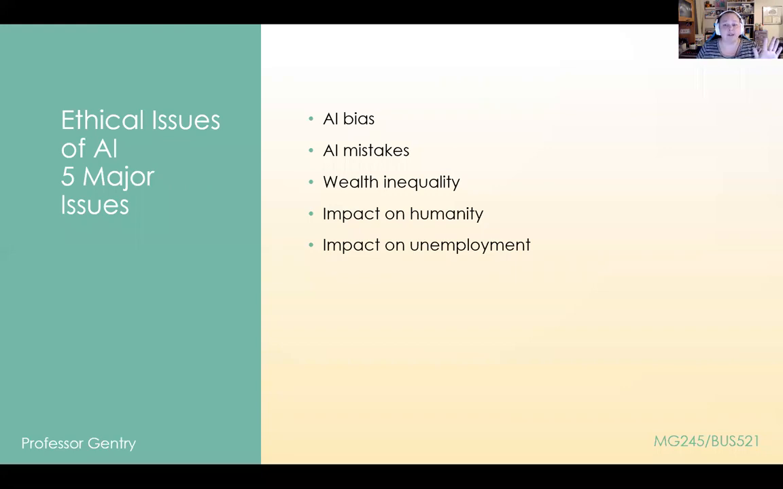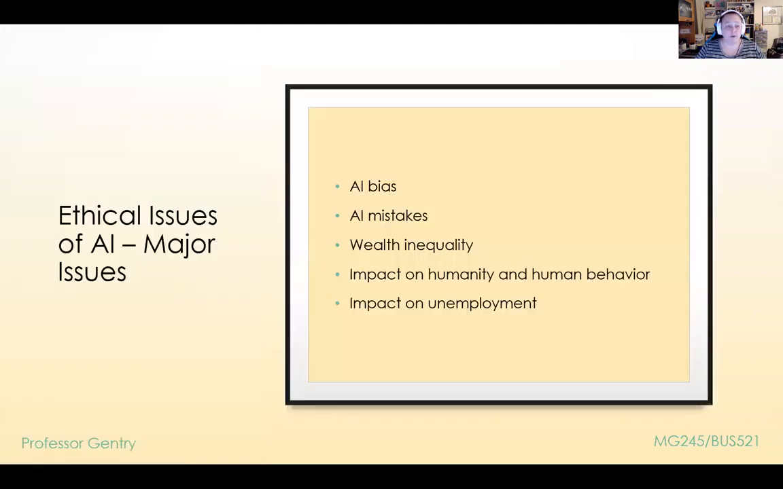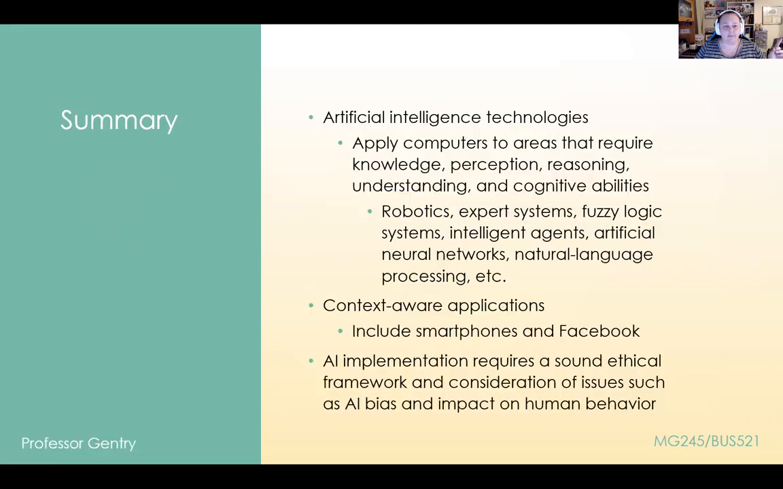So 5 major issues are bias, mistakes, wealth inequality, the impact on humanity, and even the impact on unemployment. And I think I actually have the same slide twice, so we're going to ignore that.